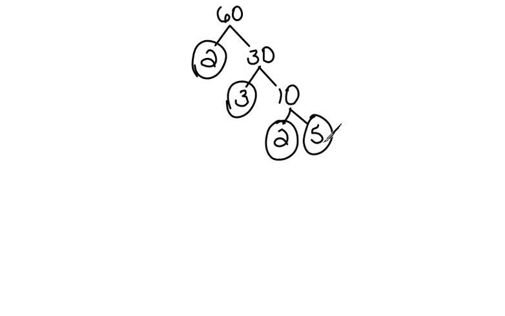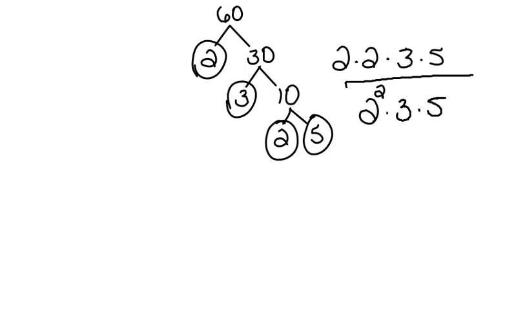So to write this out as a prime factorization, we've got two of those 2's, so 2 times 2. We've got a 3 and a 5, times 3 times 5. So writing it more compactly would be 2 squared, because we've got two of those 2's, times 3 times 5. And this would be the unique prime factorization of that number.